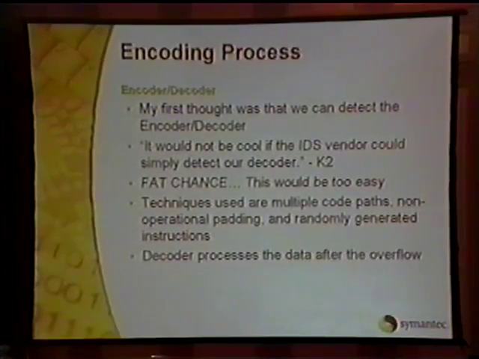My first thought when I saw this was, hey, let's take a look at the decoder encoder and we can detect it there. So I emailed K2 and said, hey, can you give me a copy of your ADM mutate? And he was courteous and nice and said, sure, here you go. So I started taking a look at it, and it turns out that right in his README file, he was already thinking about this. So unfortunately, it would be too easy for us to look for the encoder decoder. The techniques used here are multiple code paths and randomly generated instructions to morph the encoding and decoding process of the shellcode.